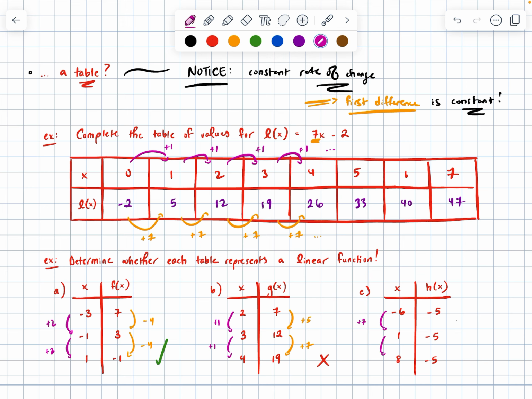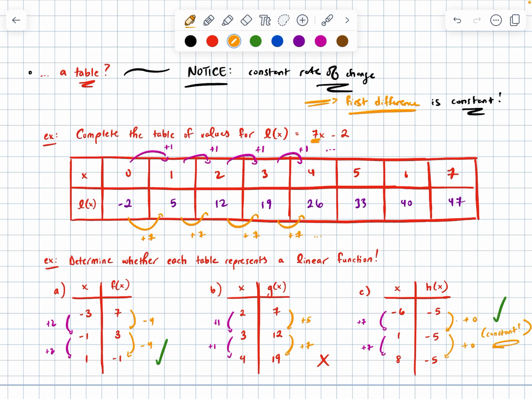And for c, to get from -6 to 1, I need to add 7. To get from 1 to 8, I need to add 7. As long as the first difference over here on the right is constant as well, I know I have a linear function. Here, notice I'm adding 0 every time, which is still constant. This here is a linear function, but it's going to be that special subtype of functions here. This guy is constant because our output value is always the same.